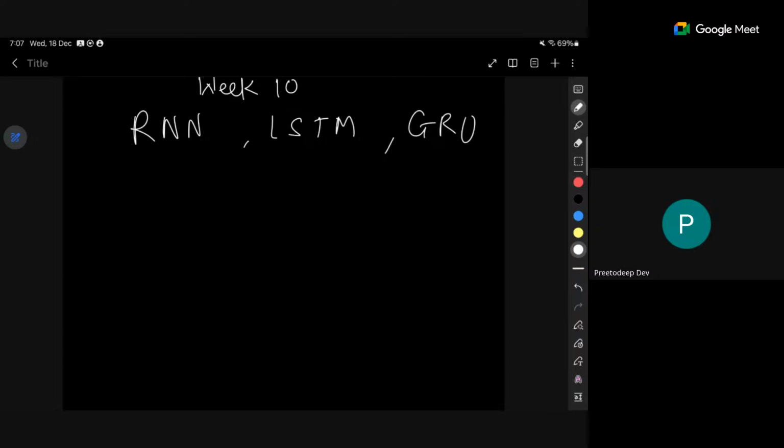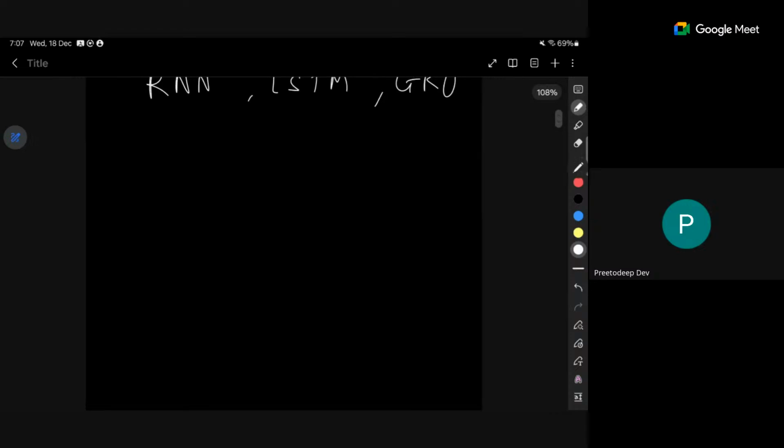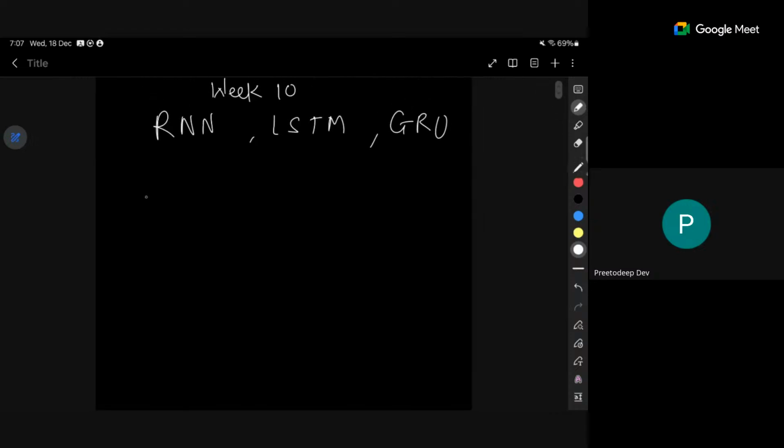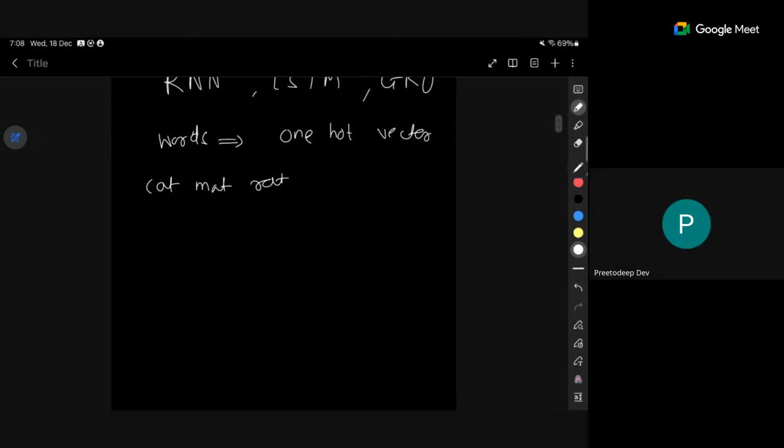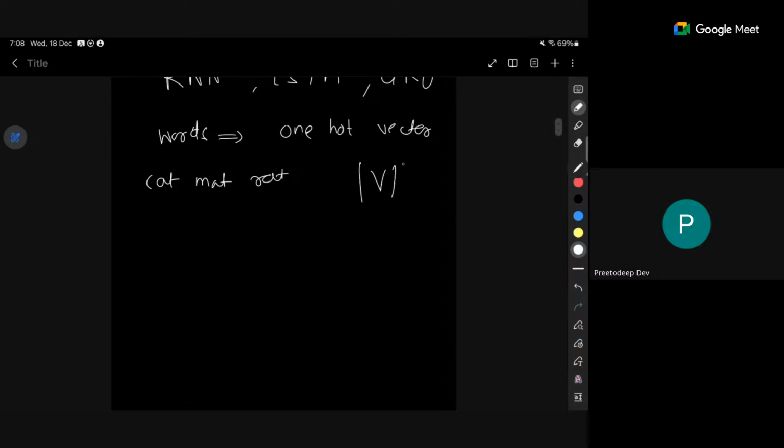So what happens in RNN is this: we have these words which we are going to convert, let's say, to one-hot vectors. Let's say these three words are there in my vocabulary. Something called vocabulary you will come across several times, which is all the words or all the tokens.